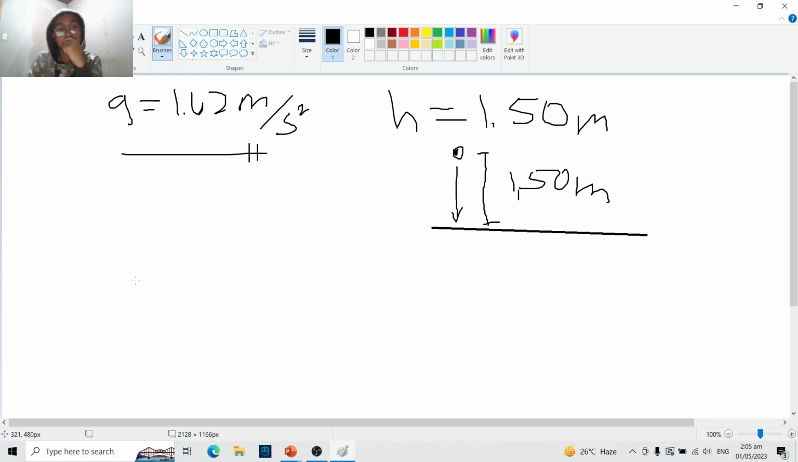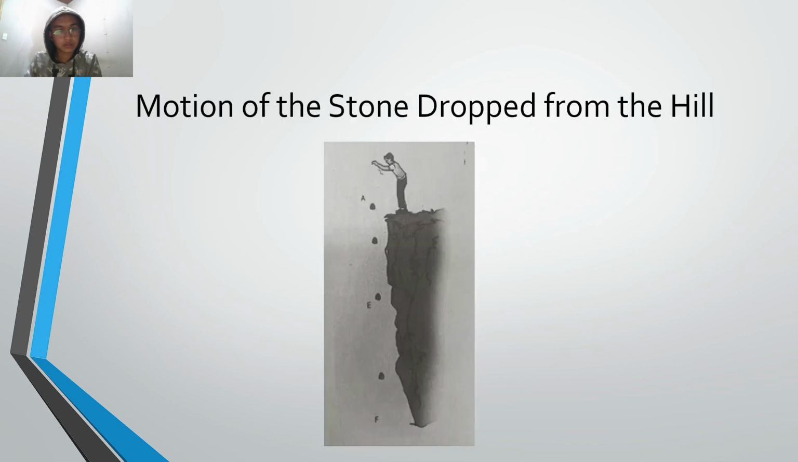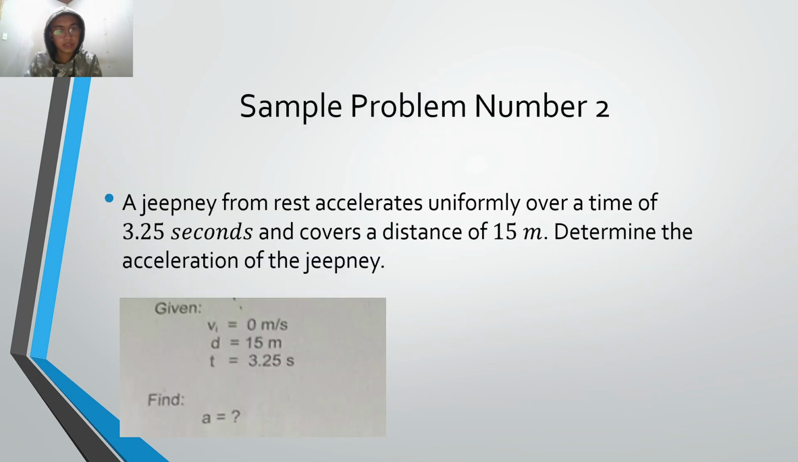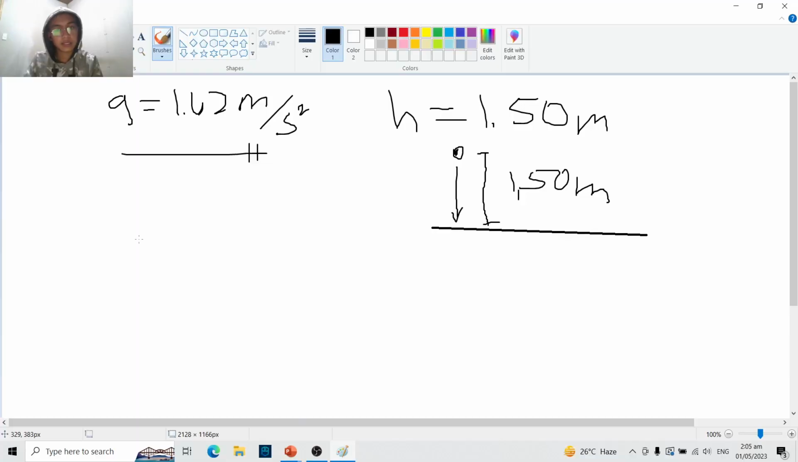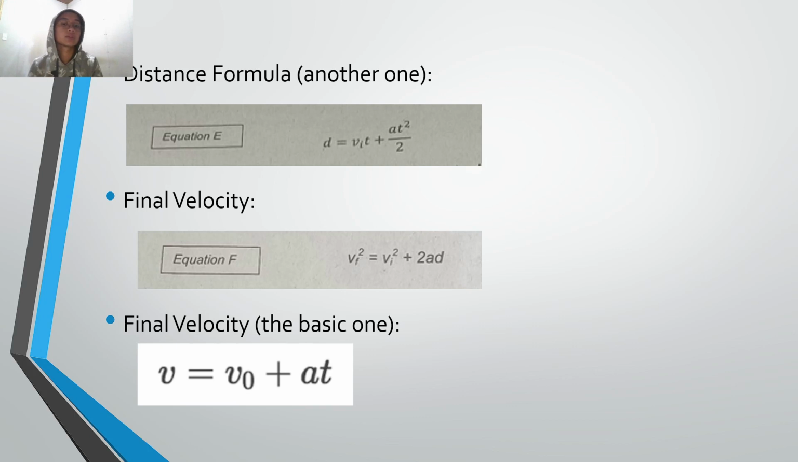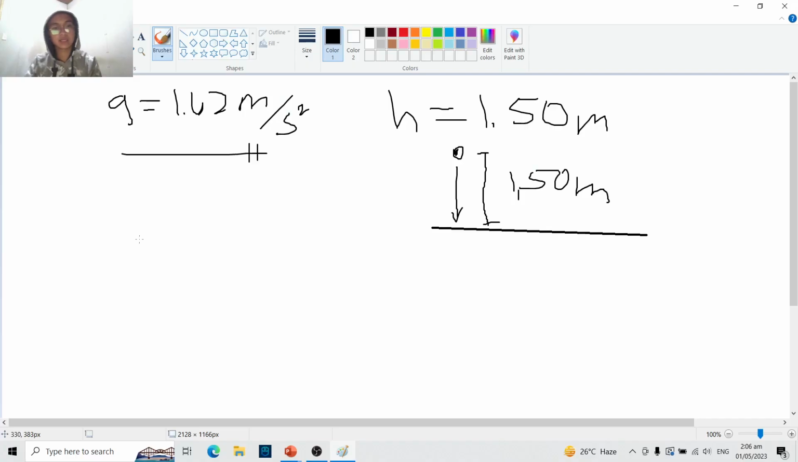So, let's go to the formulas. The formula we will use, given what we have: distance, acceleration, and our initial velocity, which is of course 0. So this is the formula we will use. Sorry guys, I forgot my notes on the side.